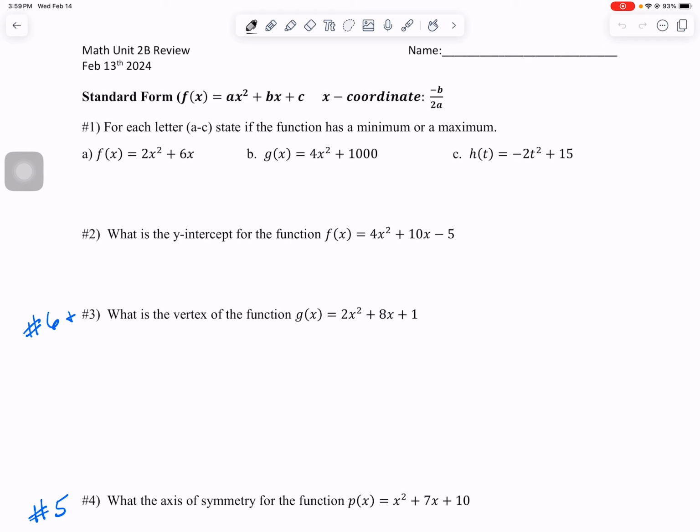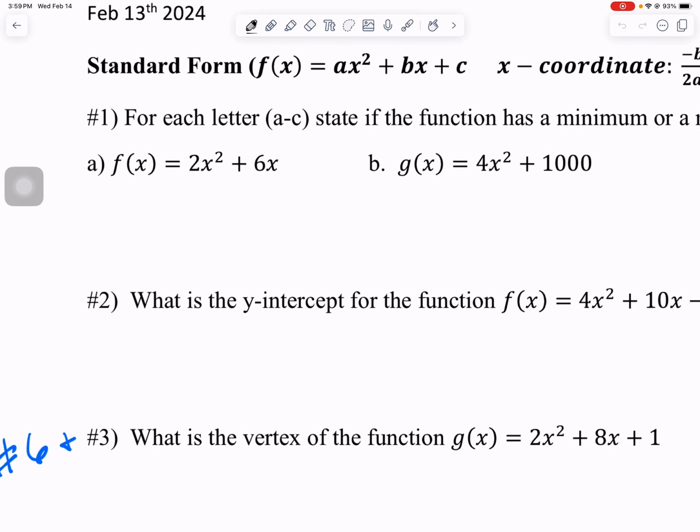All right, for number one, for each letter A through C, state if the function has a minimum or a maximum. All right, again, quadratic functions. Here we go. Everything in math is just three steps: identify, recognize, and sequence. Well, let's do some identifying.